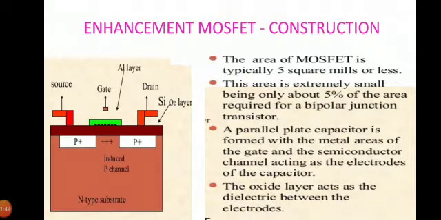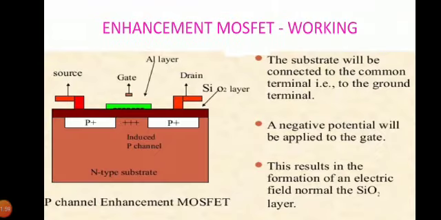And usually the area of the enhancement MOSFET will be very small, and a parallel plate capacitor is formed with the metal gate, the insulated layer and the substrate. The oxide layer will act as the dielectric between the electrodes.